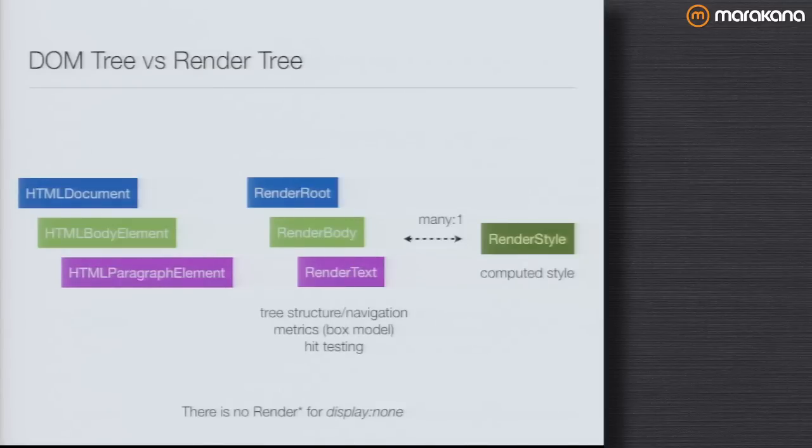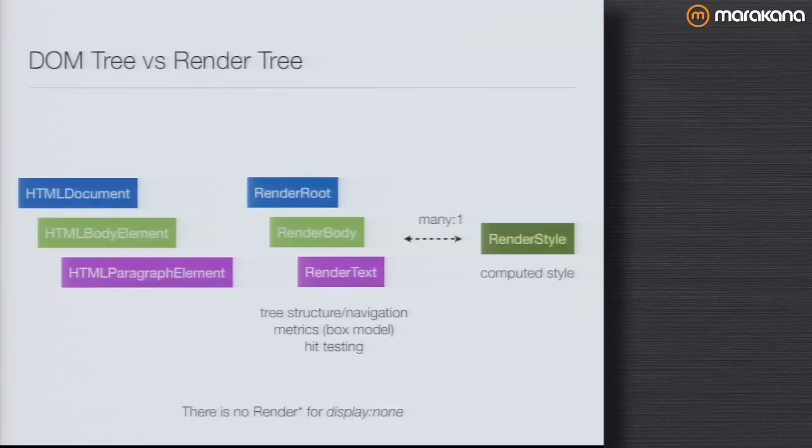So the DOM tree itself doesn't say anything about how to paint those trees on the screen as pixels, and therefore WebKit has something called the render tree. The render tree implements the CSS box model. Again, a very long specification, and they usually match one-to-one. So if I have an HTML document, then there's a render tree with a render root, and there's a body, and there's a text.